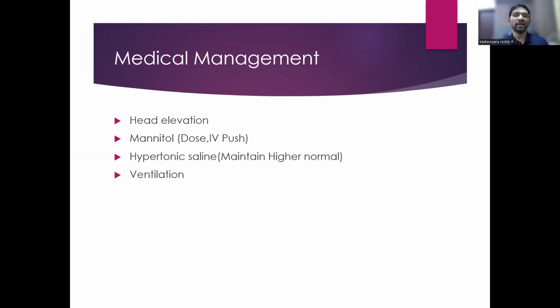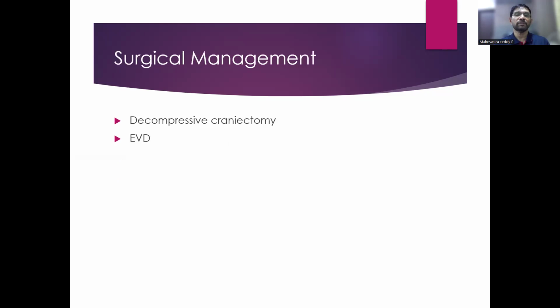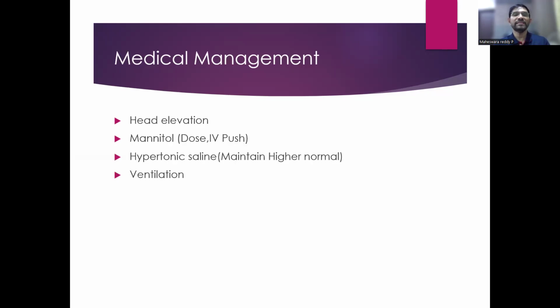So when it comes to mannitol, what is the dose? The dose of mannitol is 0.5 to 2 gram per kg per dose. It is not per day, it is per dose. So for a 60 kg man, approximately 60 grams of mannitol is needed. Each 100 ml contains 20 grams of mannitol. We need to give 3 bottles of mannitol per dose, not 100 ml. It is 3 bottles, meaning 300 ml should be given.